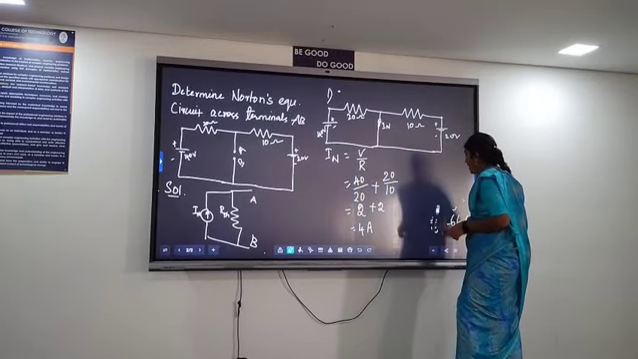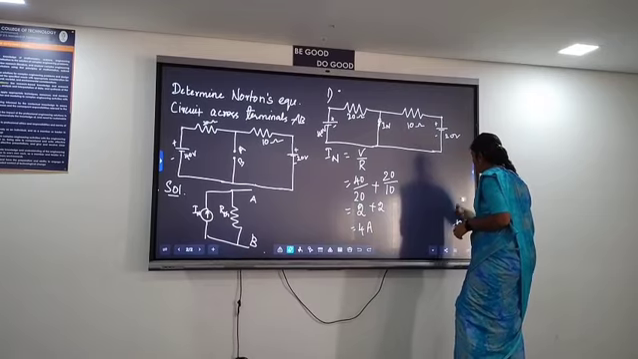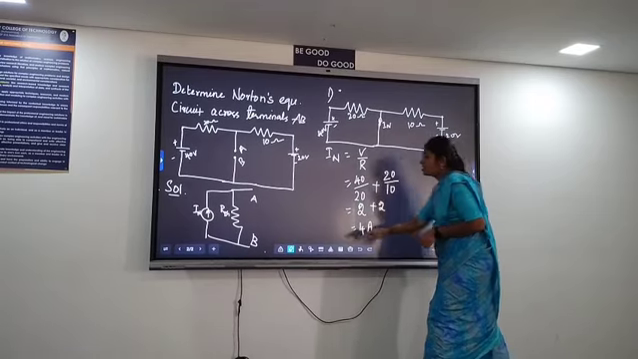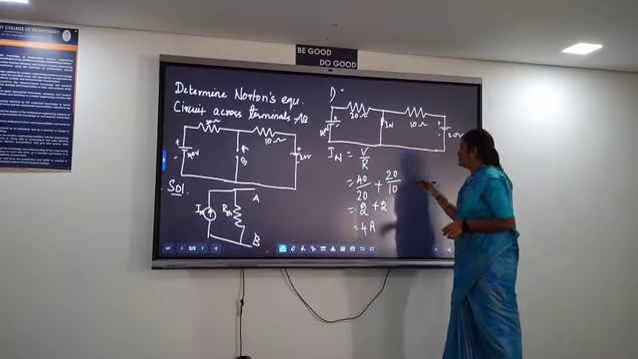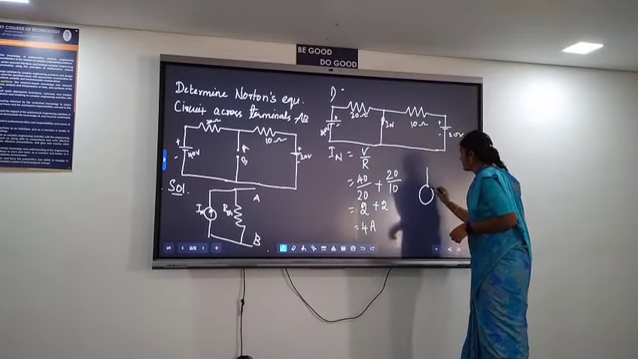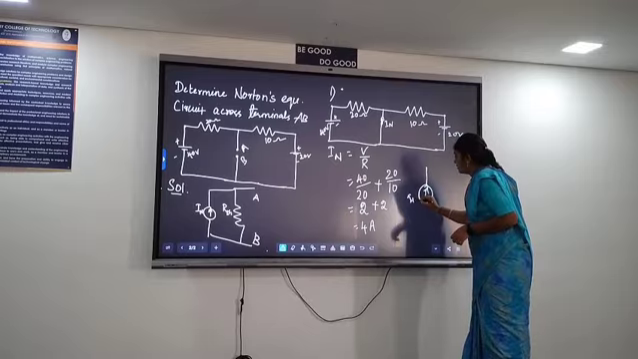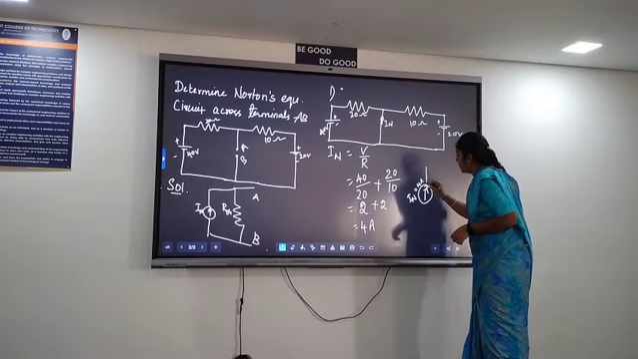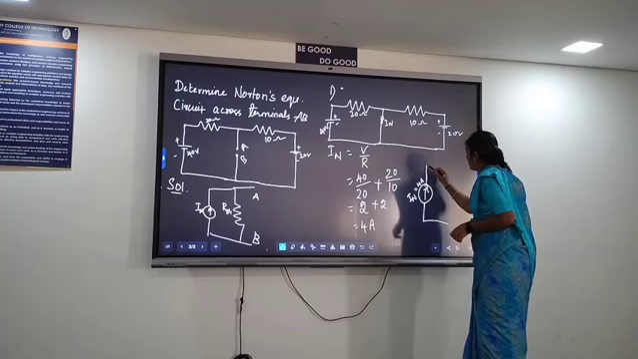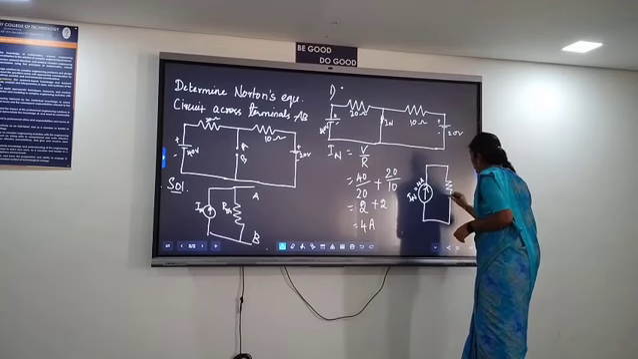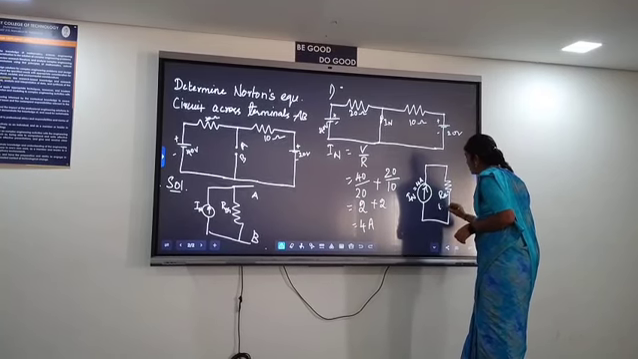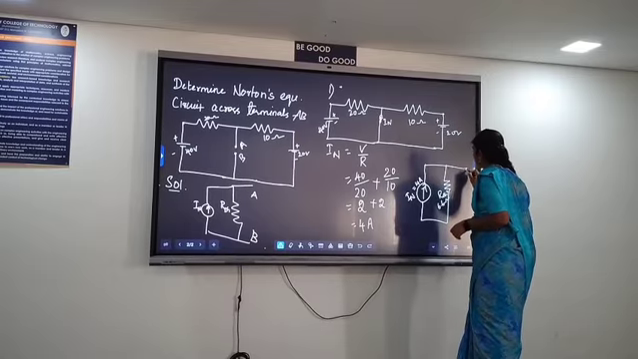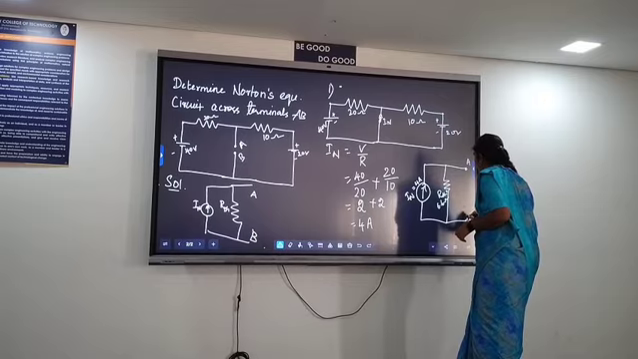So far we have found the values of RTH and IN, which are needed for the Norton's equivalent circuit. Finally the equivalent circuit has IN, which we found to be 4 ampere, and RTH, which we found to be 6.66 ohm, across the terminals A and B.